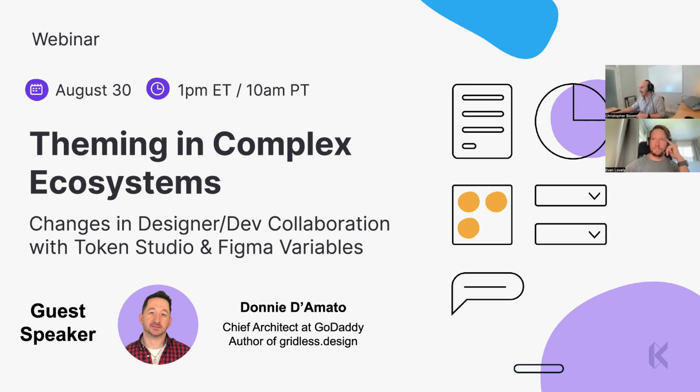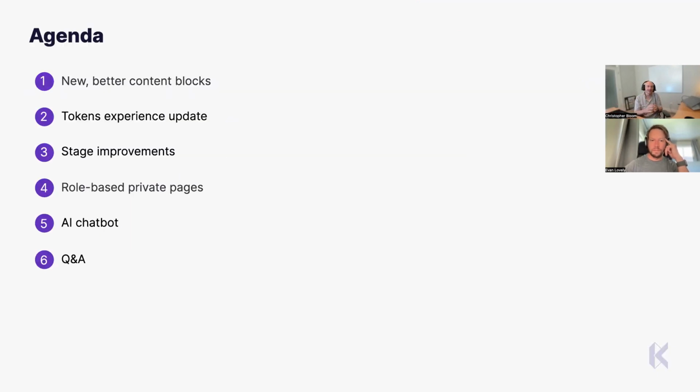So today we're going to get right into what we're going to talk about. This is kind of an overall agenda. We're going to be talking about our new block system. We've got a whole new way that we're doing tokens. We're going to show you the new stage. We're going to show you private pages. We're going to get a little bit into our AI features as well. Then we're going to leave some room at the end for some Q&A.